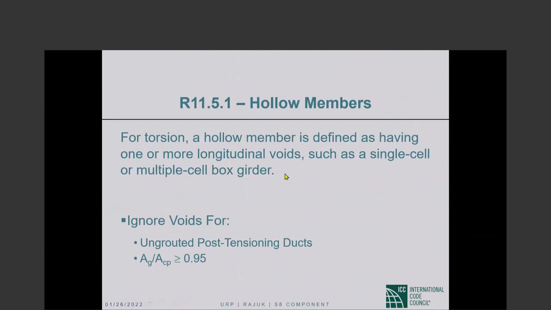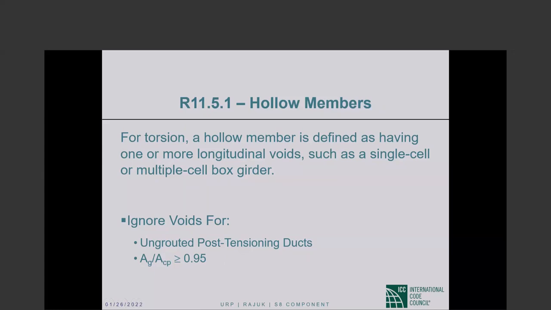For torsion, this is commentary. All R sections are commentary to 318. For torsion, a hollow member is defined as having one or more longitudinal voids, such as a single cell or multiple cell box girder. That would typically be a hollow section. And then the commentary is suggesting to ignore voids for any ungrouted post-tensioning ducts because they are small. Typically, the A sub G over A sub CP ratio will be larger than or equal to 95%. So those little voids don't count.